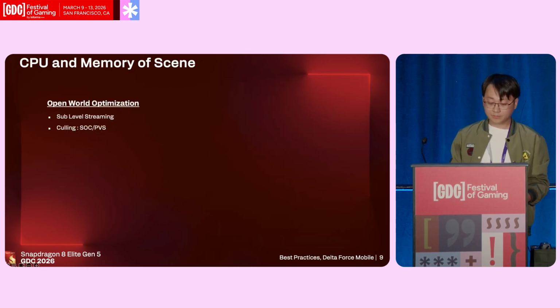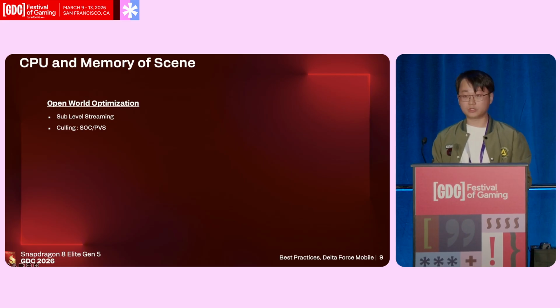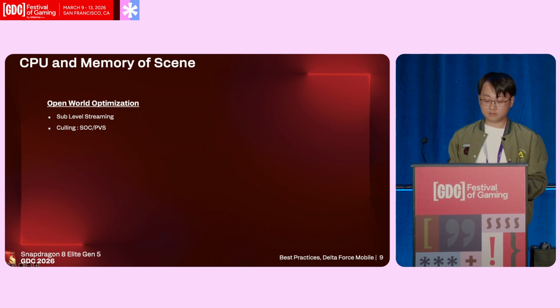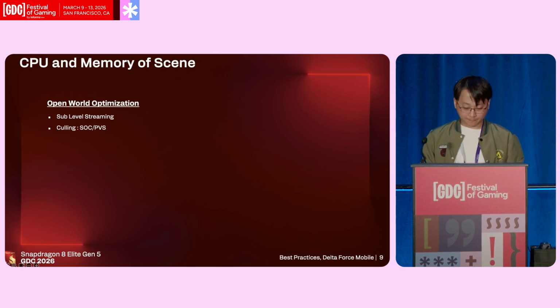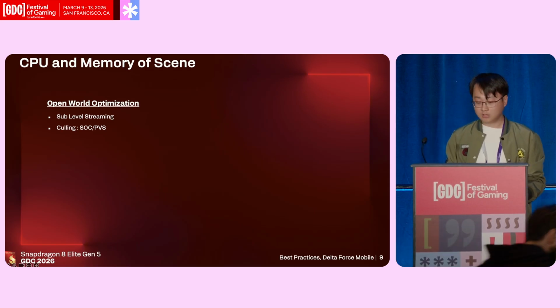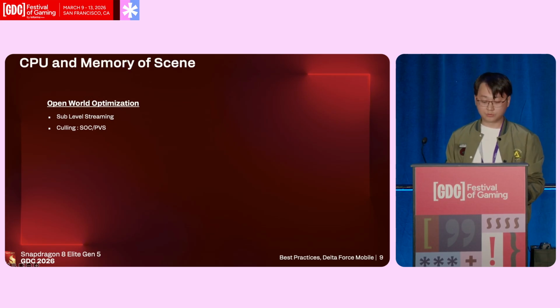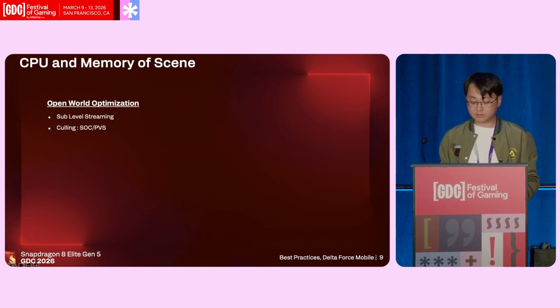There are two main approaches to handling such a bigger world in our industry: level streaming and culling. Level streaming usually means streaming based on distance, and culling usually means SOC and PVS on mobile platforms. Here, SOC refers to software occlusion culling, and PVS stands for pre-computed visibility set. But here's the question: is that enough? Well, the answer is far from it.